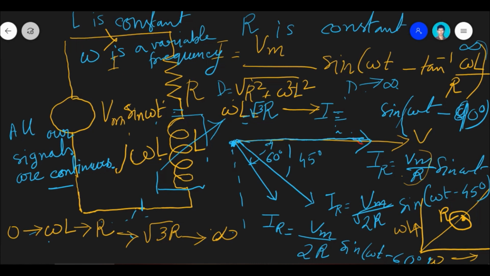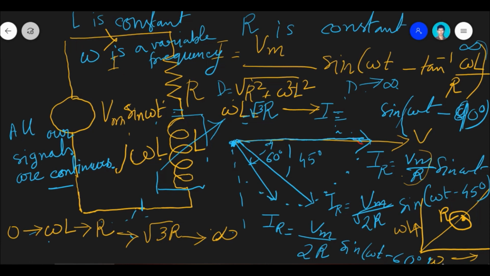Another thing we must not forget is that although I have shown two or three discrete values, I have taken a few discrete values of omega L for my purpose, but omega L variation is continuous. As you can see in this graph, we have assumed that R is constant and L is constant, only omega is a variable frequency, and with variation of omega we have a continuous increase of omega L. So if for each value of omega, although they are infinite in number, we keep on plotting the phasor, then we will have an infinite number of phasors: one phasor tip will be here, another here, here, here, so many phasors.